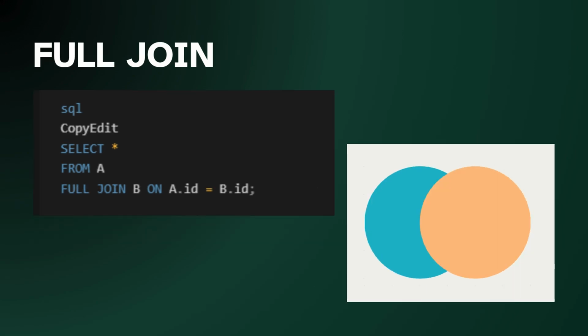Full join gives you everything from both tables. If there's no match, you still get the rows with nulls.